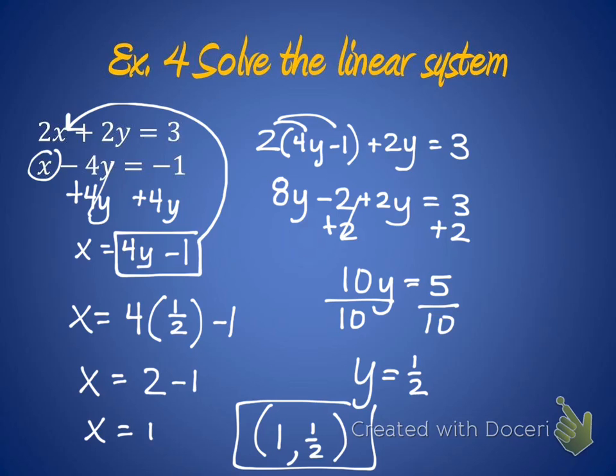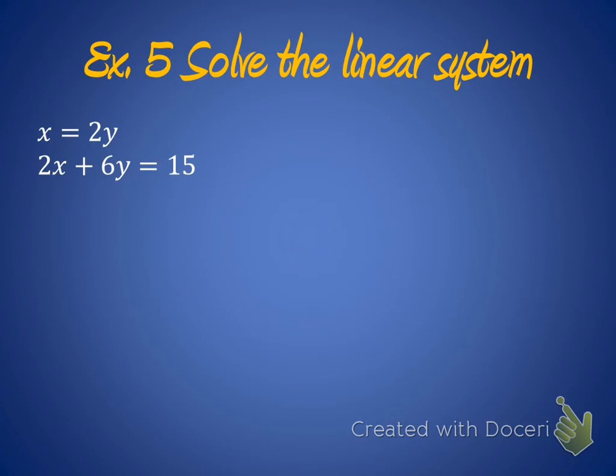So the last example that we're going to do, they want us to do the exact same thing with substitution, but look what they have done for us on this example. Do we know what one of the variables equals? Yeah. I know that x equals 2y. So I don't have to get anything alone. It already is alone. What am I going to plug 2y in for? The x in the other equation. So we're going to say 2 times 2y plus 6 equals 15.